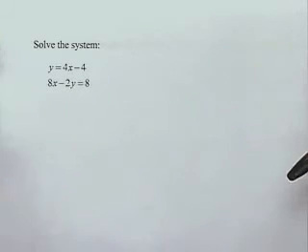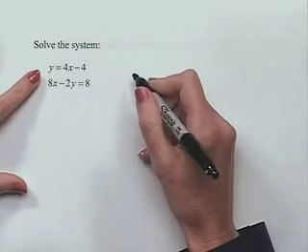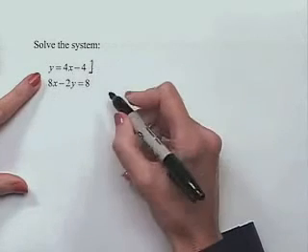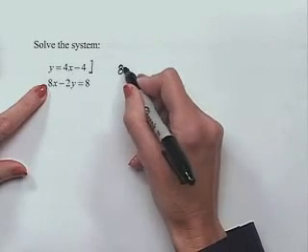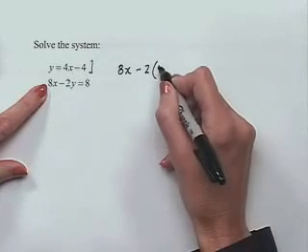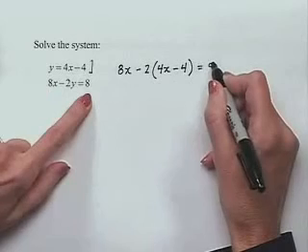Here's another linear system to consider. The system is y equals 4x minus 4 as our first equation, 8x minus 2y equals 8 as our second. The format of the system lends itself to substitution. So we already have our first equation solved for y. Let's take that and substitute into the second equation. That will now read 8 times x minus 2, and instead of putting in the y, we'll put in our 4x minus 4, and that equals 8.